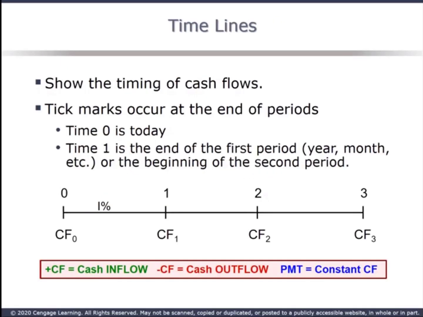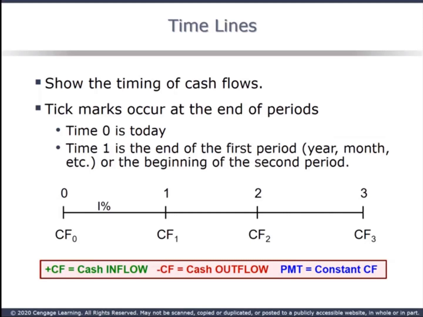Drawing a timeline to understand when cash flows occur can be helpful, especially when the setup is complicated. On a timeline, the ticks mark the end of the period, so the 1 marks the end of period 1. The default in finance is that cash flows occur at the end of a period. Time 0 is now, today.